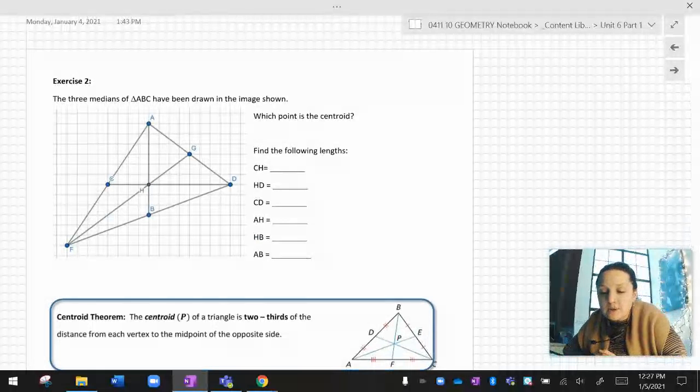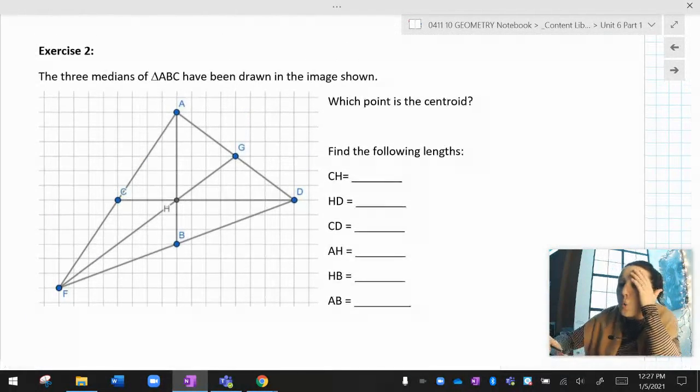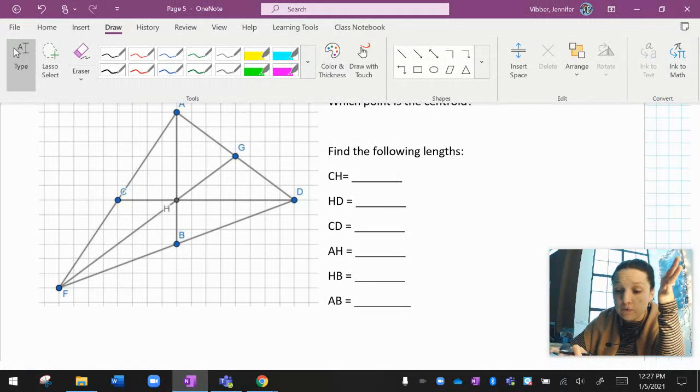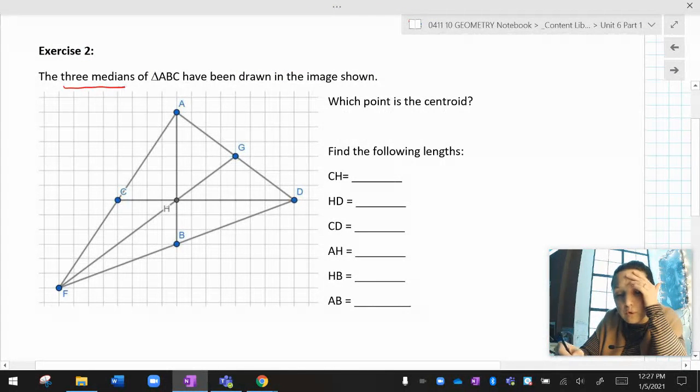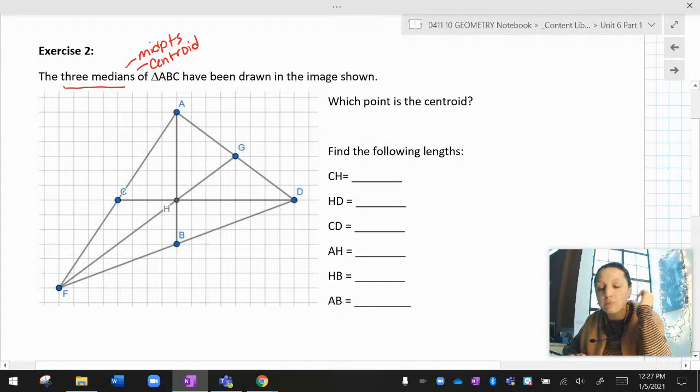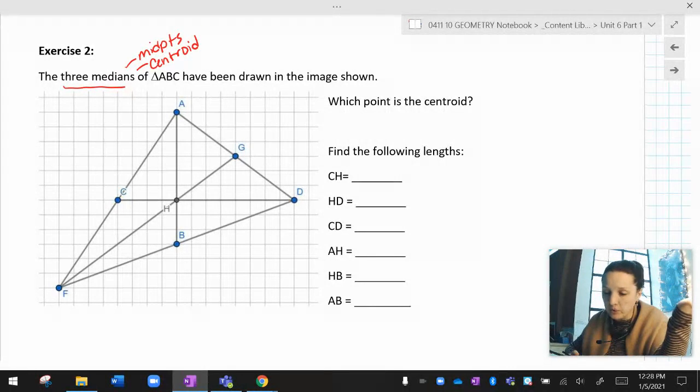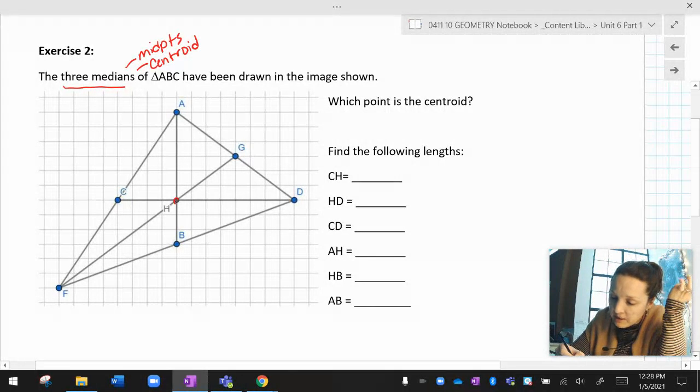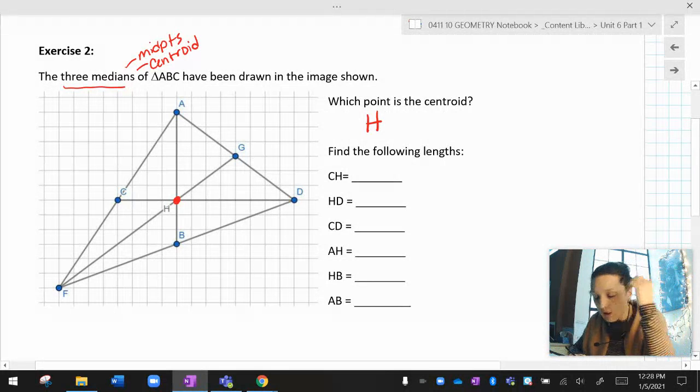So on here, it says 3 medians of triangle ABC have been drawn in the image. Okay. That's actually information for us, because if I know that these are 3 medians, I know that I have midpoints, and I know they create a centroid. So just the word median gives me information. All right, which point is the centroid? Well, the centroid would be where all the medians intersect, and that would be this point inside the circle. That would be H. All right.